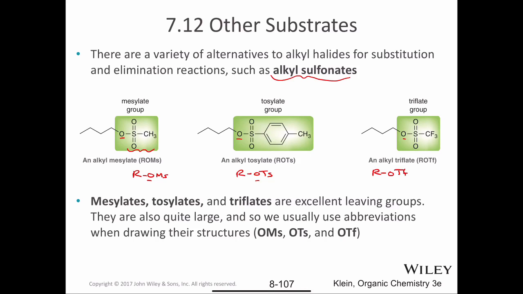And you might have figured out already why they are excellent leaving groups. It's because they are the conjugate bases of strong acids. Anyhow, I'll show you that in a second. It says here they're excellent leaving groups. They're also quite large, and so we usually use these abbreviations when drawing their structure. So instead of drawing the mesylate out and the tosylate out and the triflate out, organic chemists love acronyms. We love abbreviations. So we use OMS, OTS, and OTF. So you should know what these mean when you see OMS. You should know this is a mesylate. And so on and so forth.